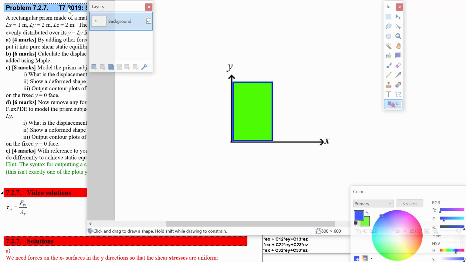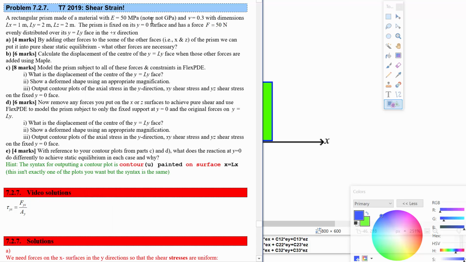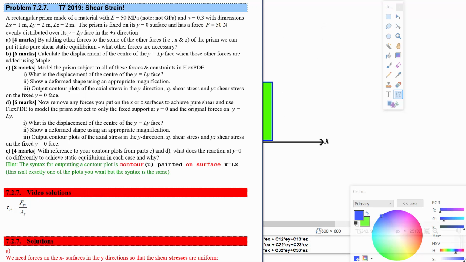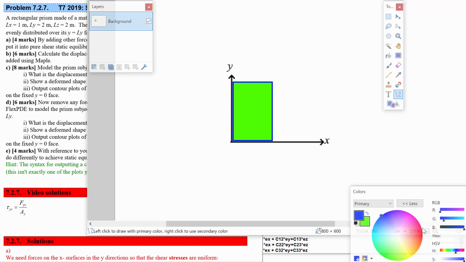Now we are putting a force on the y equals Ly face, so that's the y equals 2 meters face, this top face, and it is a force in the x direction, 50 newtons. So this is what we've got applied here. Let's go maybe red there, and we'll draw it like that. It's in the x direction. This is the force we've applied, 50 newtons.